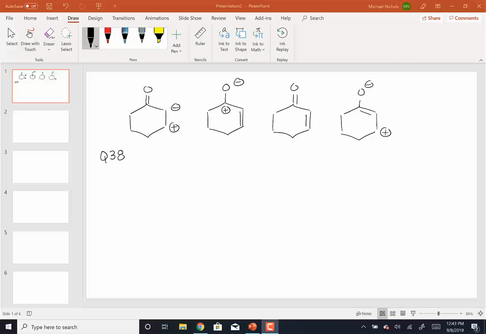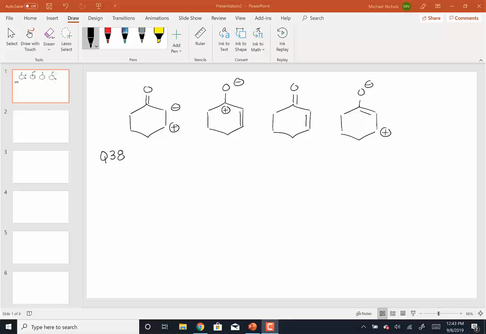There's a question about question 38 from Top Hat, and I believe it's because the answer key in the book is incorrect. So let me go over how you would rank these resonance structures based on stability.